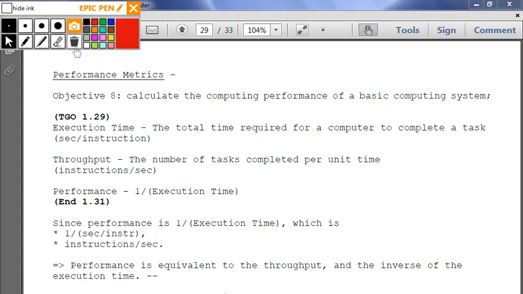So the first thing is execution time: the total time required for a computer to complete a task.